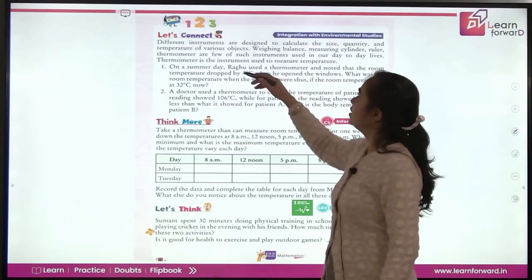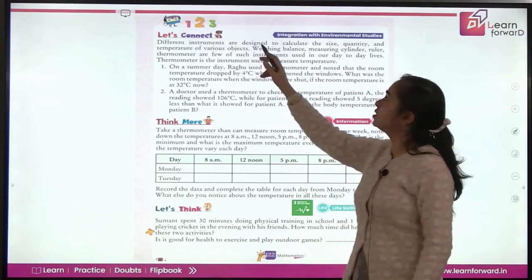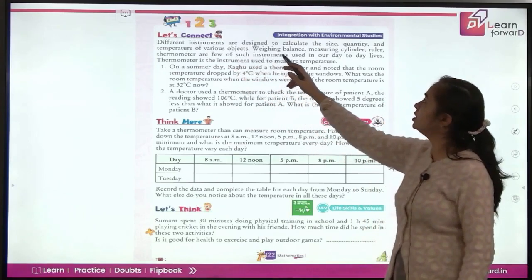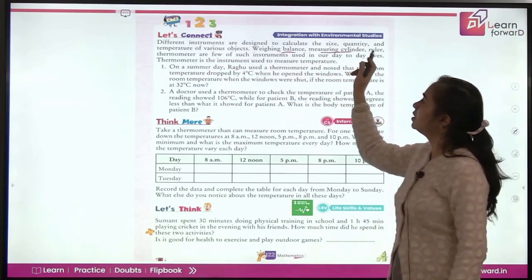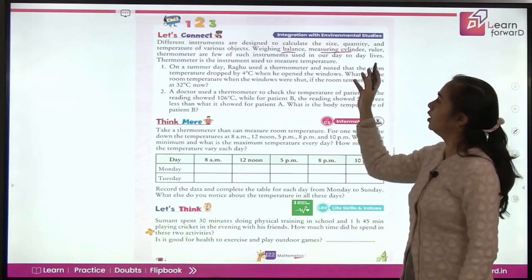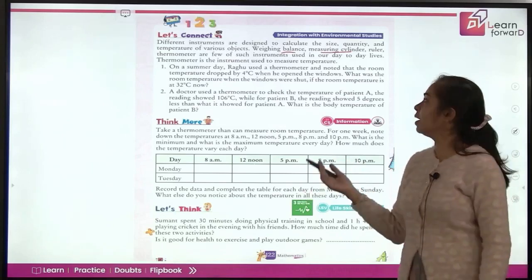Now let's connect. We have an integration activity for you. Different instruments are designed to calculate the size, quantity and temperature of various objects. Weighing balance, measuring cylinder, ruler, thermometer are few such instruments used in our day-to-day lives. Thermometer is the instrument that is used to measure temperature.